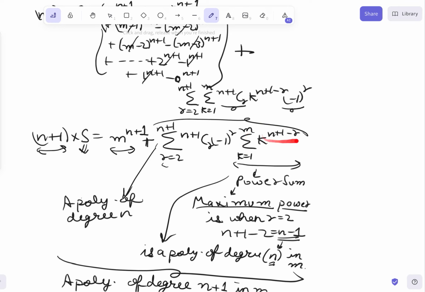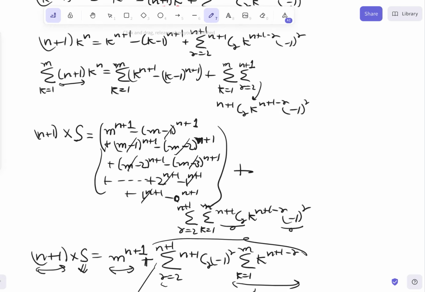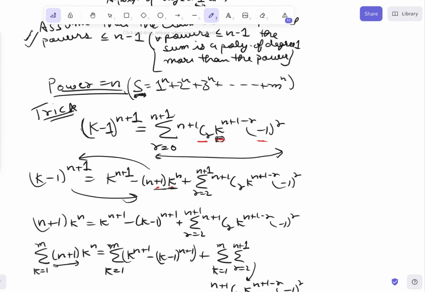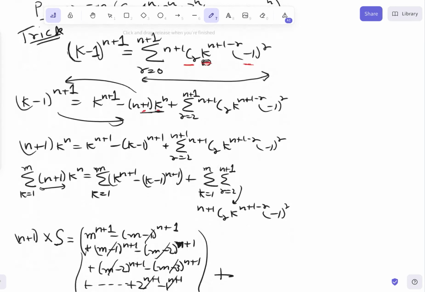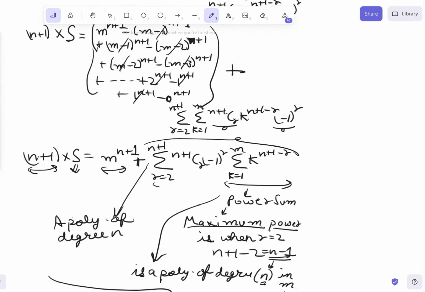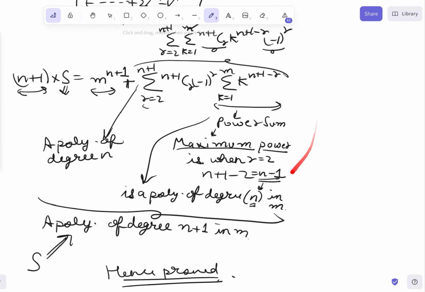And what will be the maximum power in the power sum here? It will be when r equals 2, which will be n minus 1. But as per mathematical induction, we already assumed that our claim holds true for all powers less than or equal to n minus 1. So for power n minus 1 and even lower, the claim will hold true. So all this is a polynomial of degree 1 more than the power, which is n in m. And when r is bigger, the power is smaller, so obviously it is a polynomial of degree less than n.